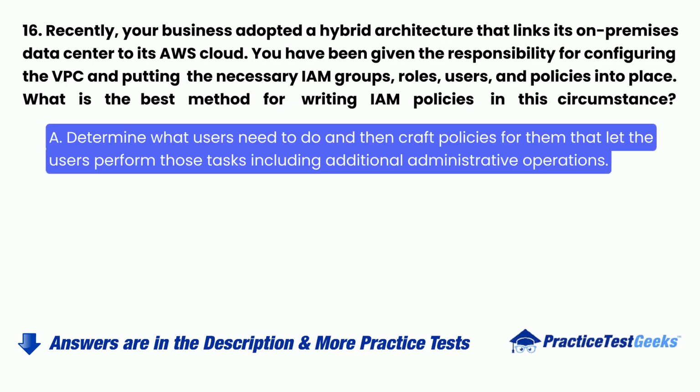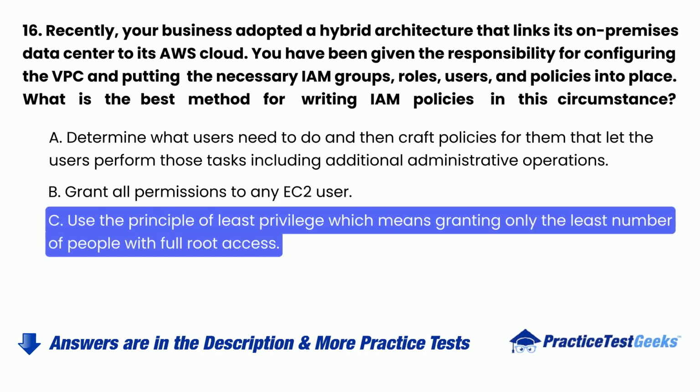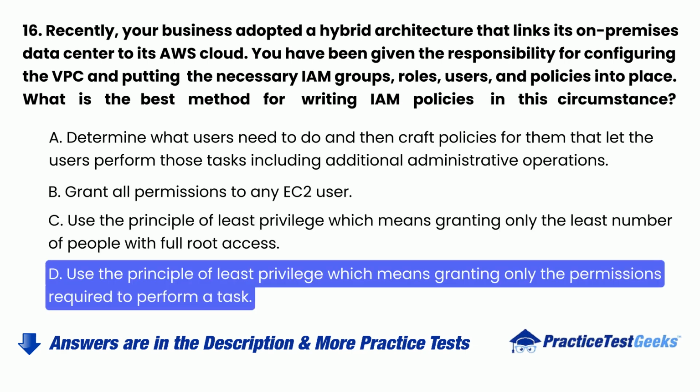A. Determine what users need to do and then craft policies for them that let the users perform those tasks, including additional administrative operations. B. Grant all permissions to any EC2 user. C. Use the principle of least privilege, which means granting only the least number of people with full root access. D. Use the principle of least privilege, which means granting only the permissions required to perform a task.